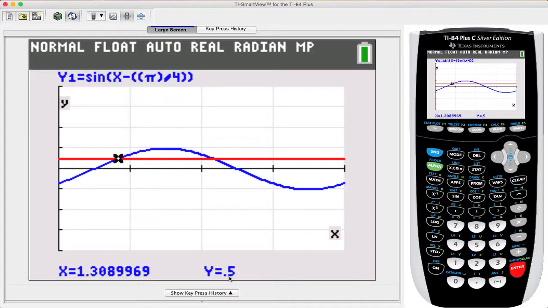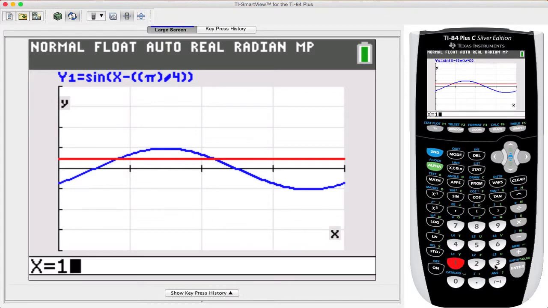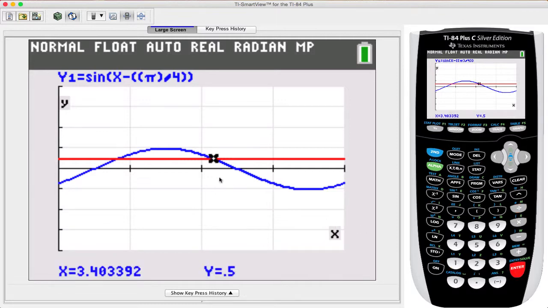And then let's test the other solution, which we said was 13 pi. So let's put in 13 times pi, divided by 12. And then we press enter, and we see that we are at the second intersection. And again, we know that's true, as we see our y value here is also 0.5 or 5/10.